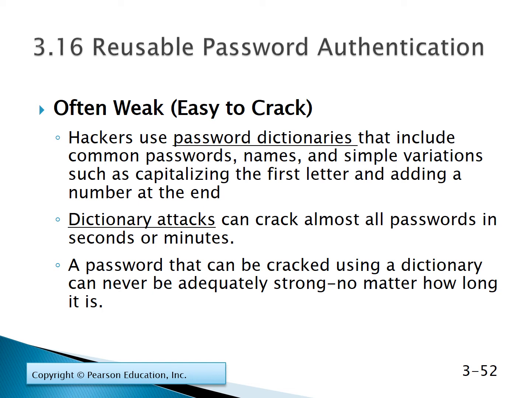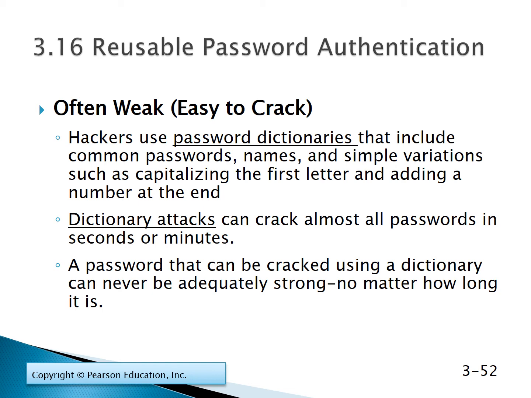Hackers actually use some password dictionaries that include common passwords, names, and simple variations, such as capitalizing the first letter and adding a number at the end and things like that. Many hackers actually have some examples of what people will use for passwords. They find that, for example, 123456 is a very popular password that people use. Another very popular password is just "password". Many of these are common passwords that they have collected in dictionaries, and they can use these to crack very easily.